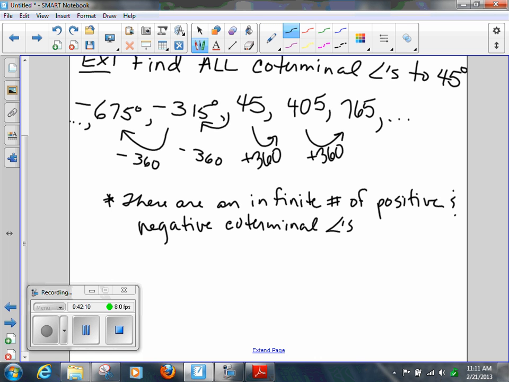Coterminal angles. We don't want to list them all. We want boundaries. I'm telling you, you want boundaries. But there are an infinite number, so we've got to have some parameters, folks. We got to have parameters. Easy, folks.